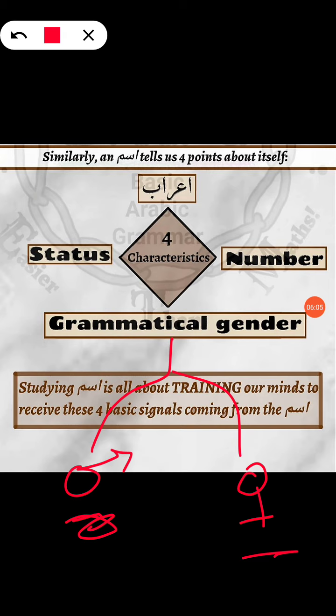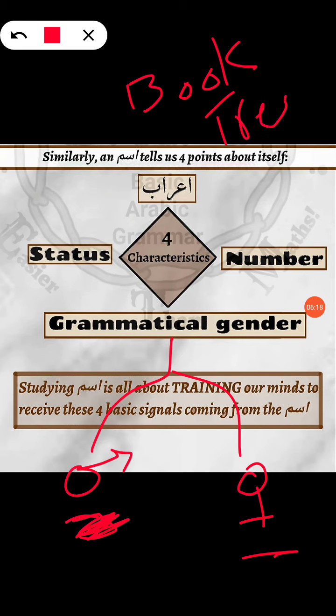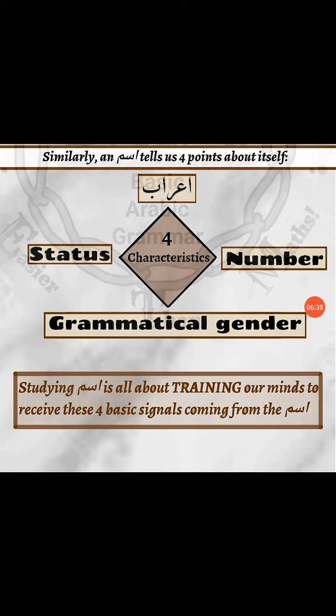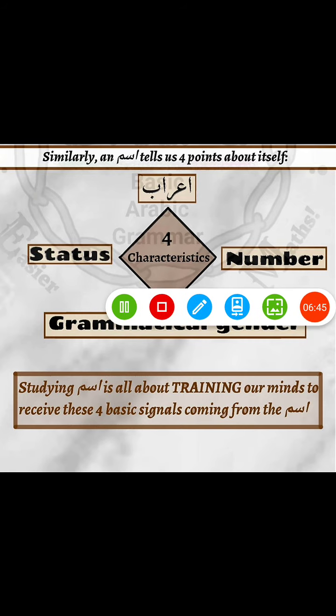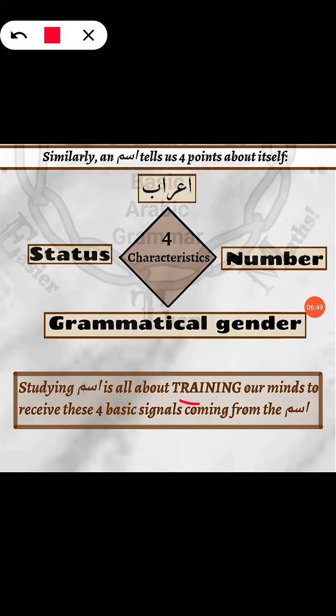Okay, for example, if you have a book in Arabic, it's going to be he is a book. All right, the pronoun is going to be the one for this. And similarly, if you have the word tree, then it's going to be she is a tree. All right, because in Arabic the word tree is feminine and the word book is masculine. All right, so this is what we are going to study: grammatical gender, not the real gender, grammatical gender. All right, so these are the four things that an ism tells us about just by looking at it. Okay, so studying ism is all about training our minds to receive these four basic signals coming from the ism.